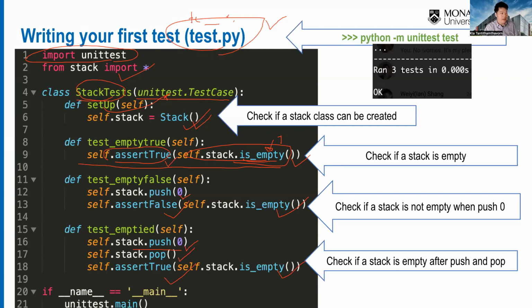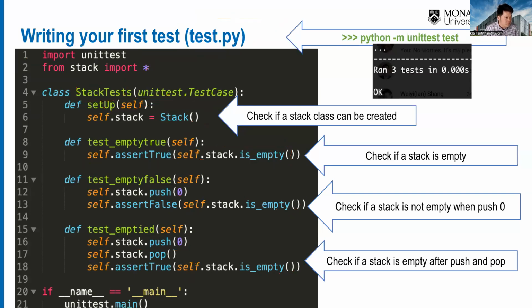And then to run it, right? We just run python -m unittest. Yeah, and the test file here. Then we will get the results. Run 3 tests in X seconds, and then all done. Okay. So I think the 3 test cases are passed.